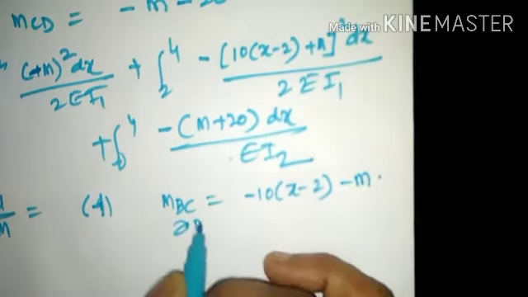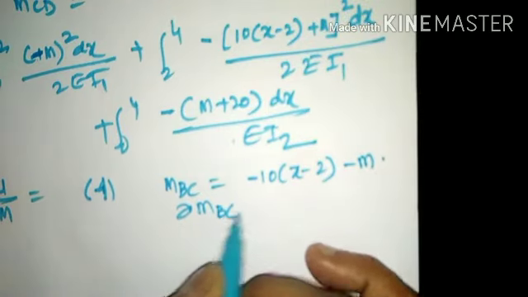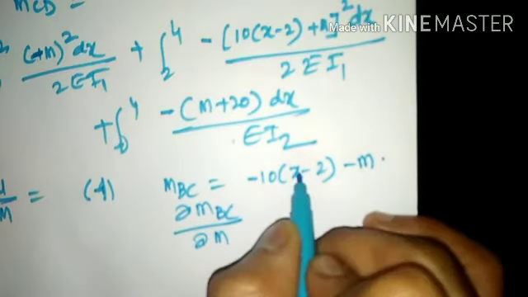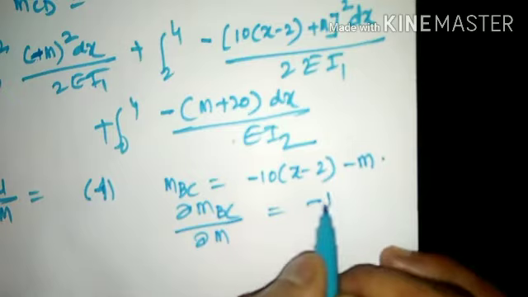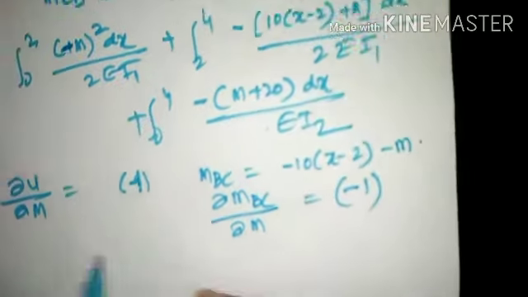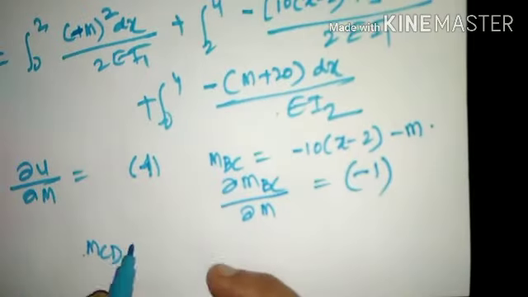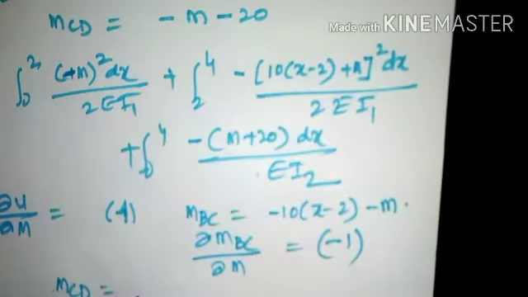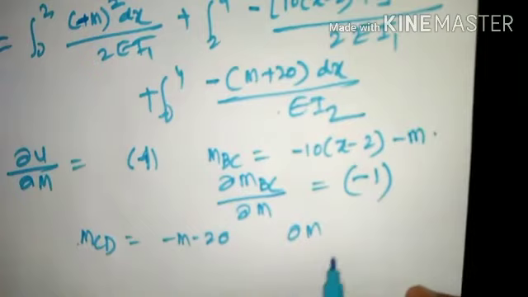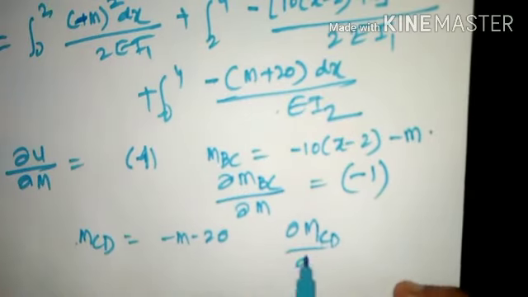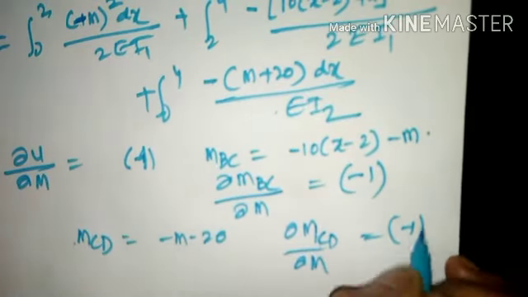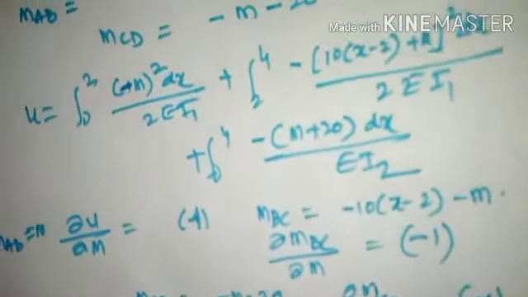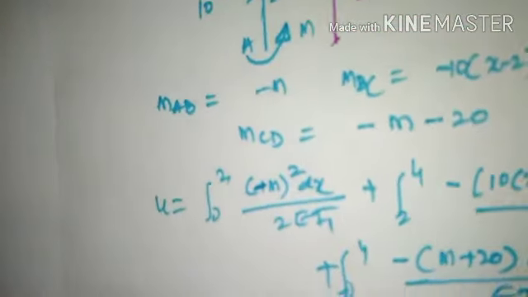So when you partially differentiate this, ∂MBC divided by ∂m, the first term m does not exist, so this is minus of 1 again. Then the last term MCD, which is minus of m minus of 20. Partial differentiation of this term with respect to ∂m will be minus of 1. So these are nothing but the expressions that we have to consider in the expression for rotation.